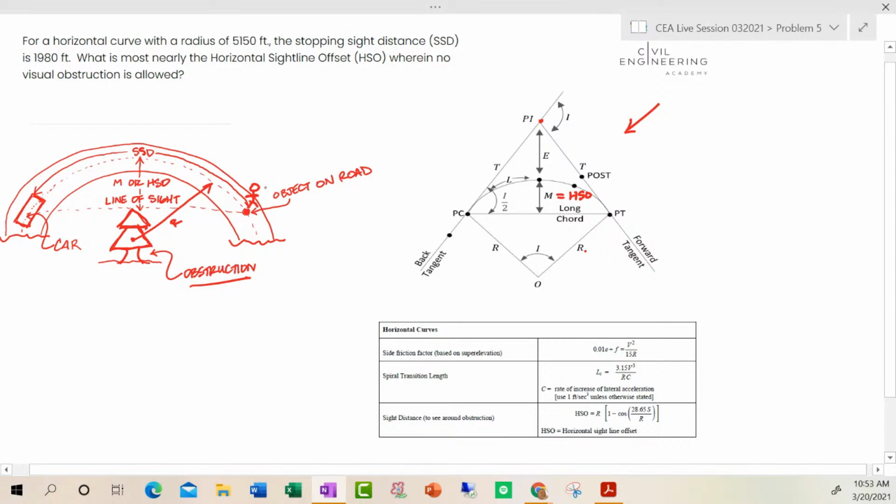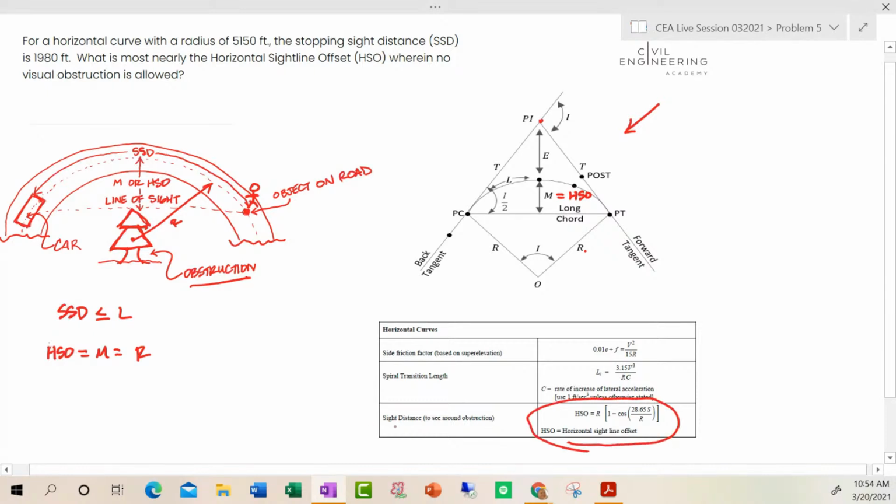So again, we're going to assume that our SSD, or our stopping distance, is going to be less than the curve length. And if that's true, then we can say that our HSO, or we could say our M, if we want to make direct correlation to a standard horizontal curve layout, it's going to be R. And again, I'm getting this from the table right here.